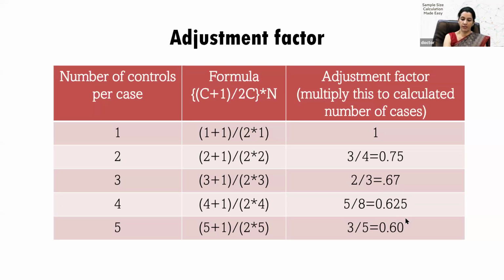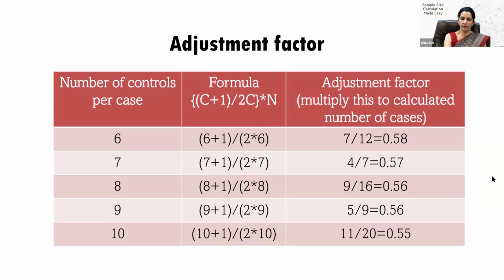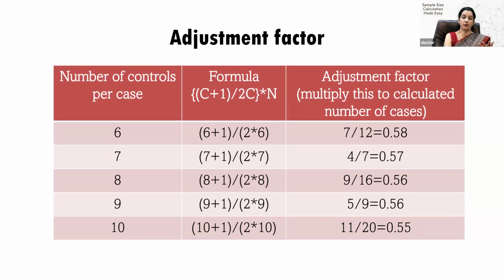Beyond that, you can see like 0.60, and then it is 0.58, but it gets stuck at about 0.5. Even if it is 10 controls, after 0.6 you can see there is very little gain in the reduction of the number of cases. So generally, increasing beyond 4 is not recommended, because ultimately if you are taking more controls, it is adding to your resources also. You will not get much yield by increasing the controls, because after this, it is again 60%. There is no much decrease in your number of cases.